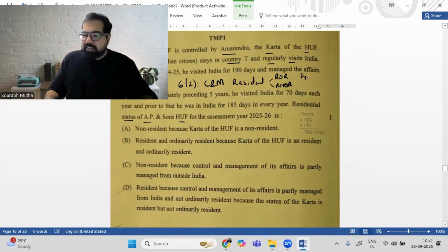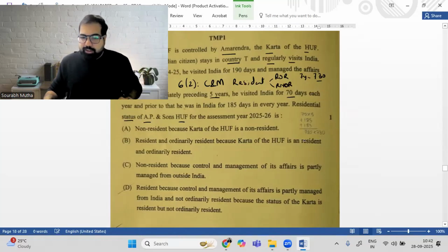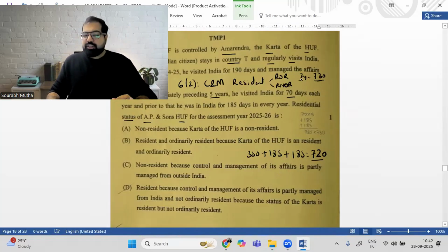In the last 7 years, he has to stay in India for 730 days. Let's see. During the immediately preceding 5 years, he visited India for 70 days. So 5 into 70, which is 350 days, but he has to cross 730 days. So I'm just writing here 350 days plus 185 plus 185. If you total this number, it's 720, which is not crossing 730. So guys, I'm not even checking the second condition because this condition is not fulfilled.